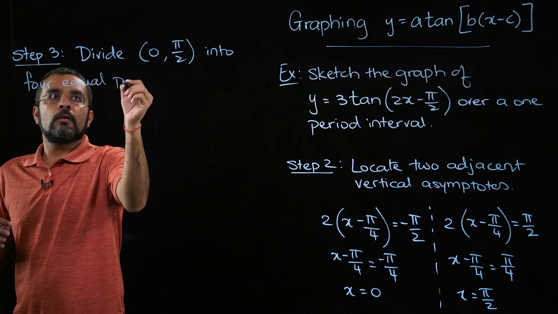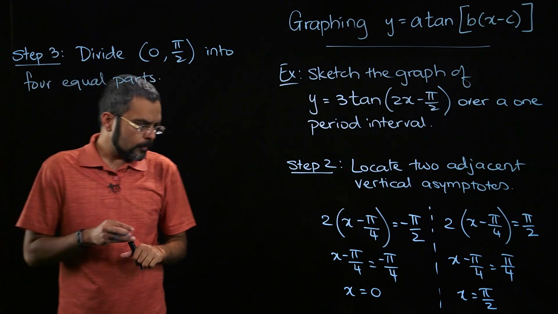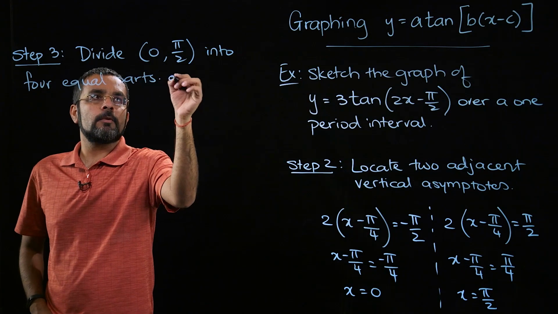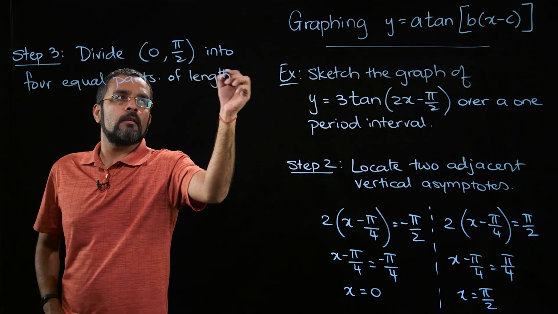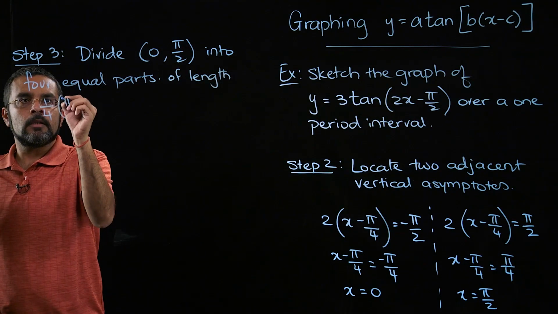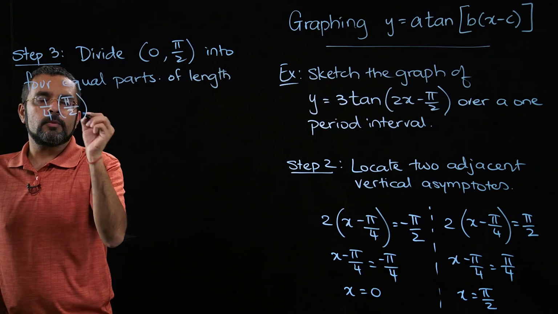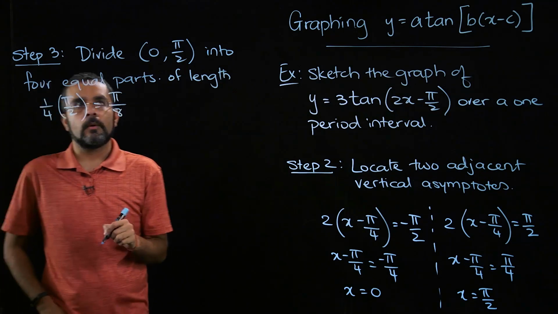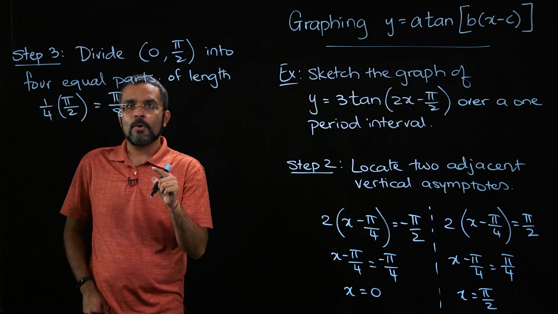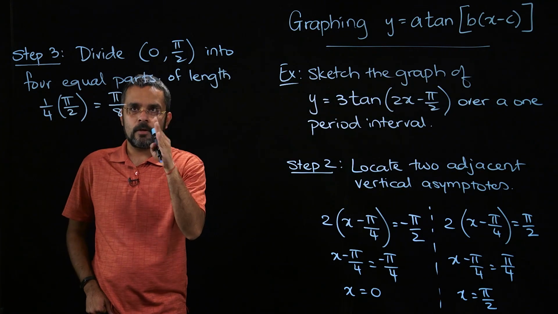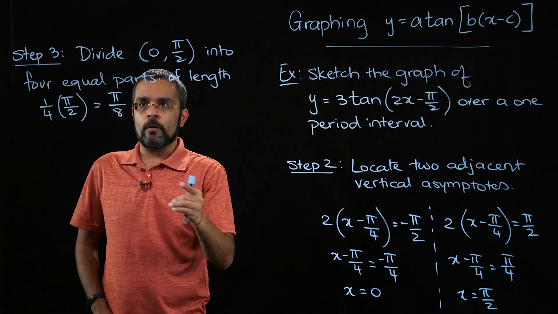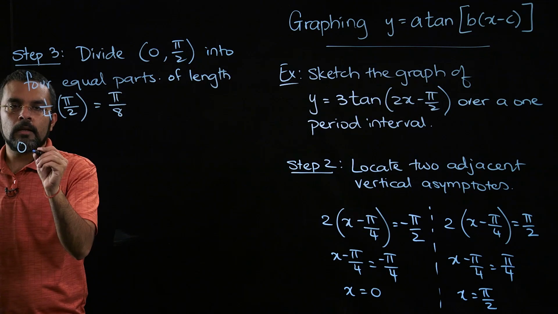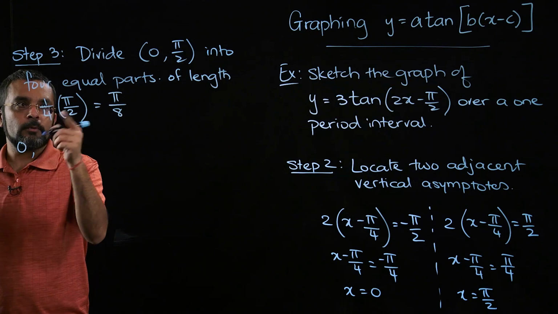So I'm going to divide this into 4 equal parts. How am I going to do this? Each part is going to be of length 1/4 of the period, which is pi over 2. So each part is going to have a length of pi over 8. If you remember what we got in sine and cosine, we got 3 critical points right in the middle, at the distance 1/4, 1/2, and 3/4. We're going to get something similar here. So I'm going to start with 0. Obviously I have a vertical asymptote here, and then I'm going to add pi over 8.